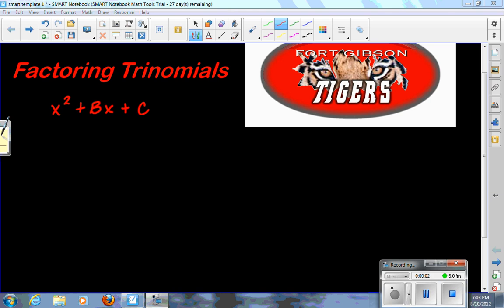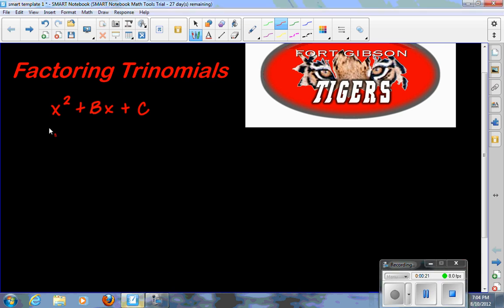So this lesson is about factoring trinomials that look like this. Well, a trinomial just means "tri," like 3, so 1, 2, 3 terms. Now, this looks kind of confusing, but really it just means that there's no number in front of the x squared, and there's a number in front of the x and a number out here.